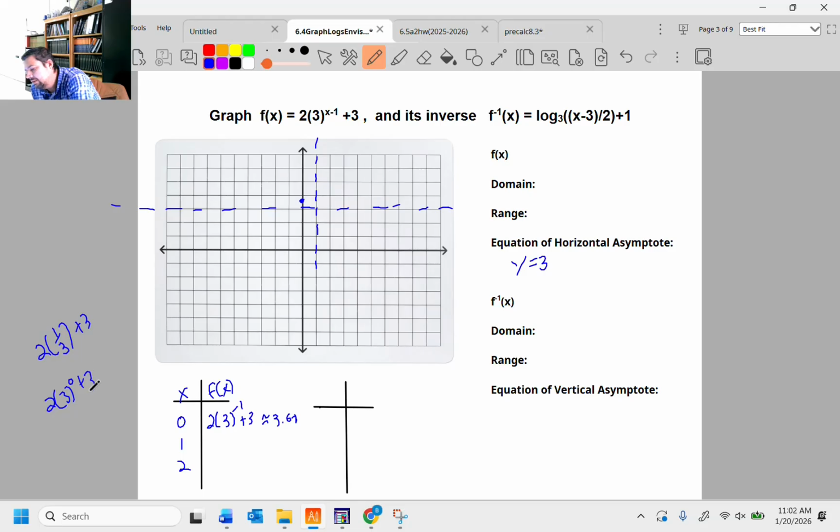And then add 3. Now 3 to the 0 is 1, so it's really just 2 plus 3, which is 5. If I plug in a 2, my exponent becomes 1. And that's 6 plus 3, which is 9. So (1, 5) and then (2, 9), which this grid doesn't go that far. It goes 7, 9 would be about up here.